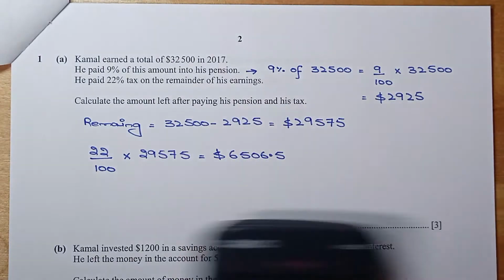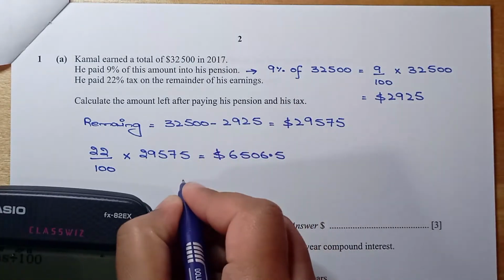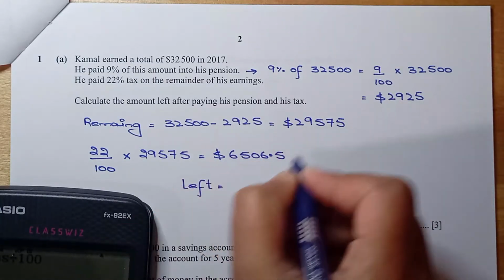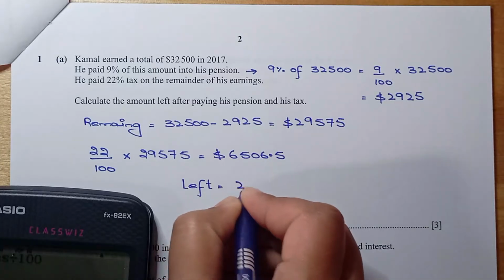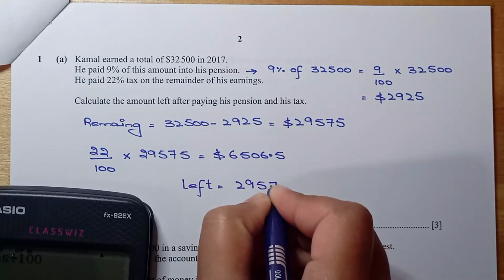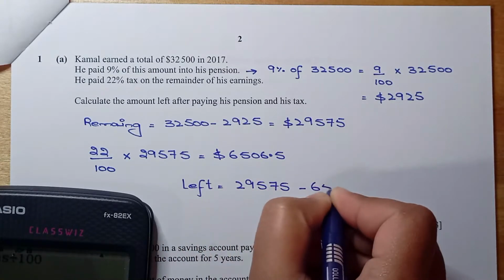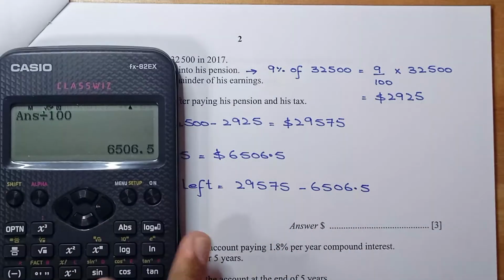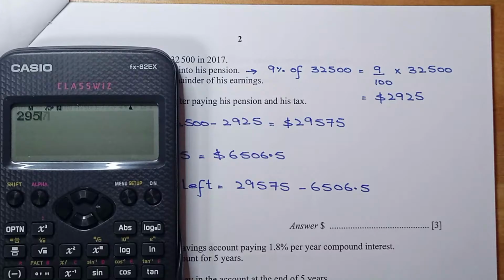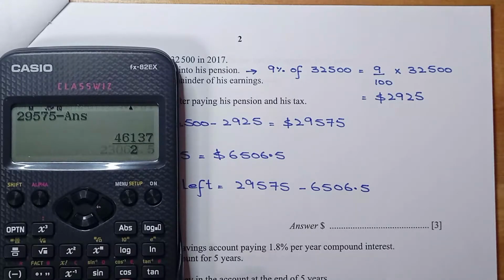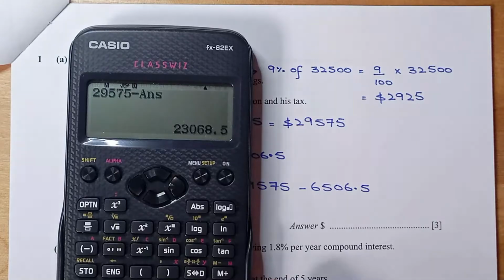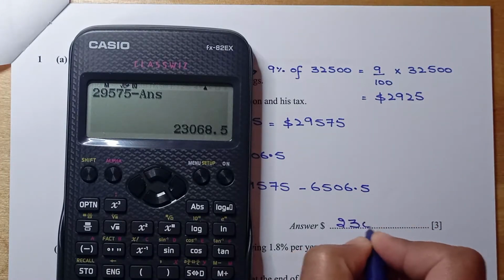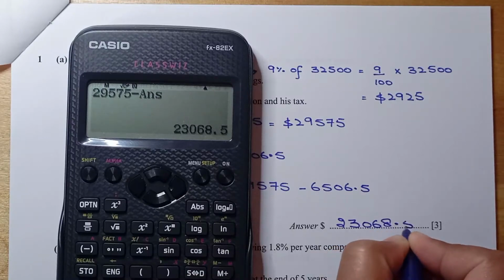Calculate the amount left after paying his pension and his tax. So how much is left? To find the money left, we need to subtract this amount from the remaining one. So 29,575 subtract 6,506.5. So this much is left, that is $23,068.5.